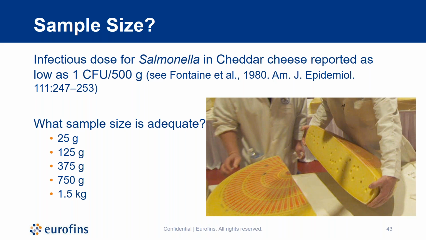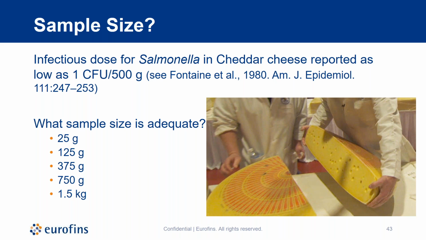So you would have to test a whole bunch of these before you even remotely came close to being able to find 1 CFU per 500 grams. And you go back to Dan's earlier slide about finding a needle in a haystack. That is the issue with both sampling size and the number of samples you collect.